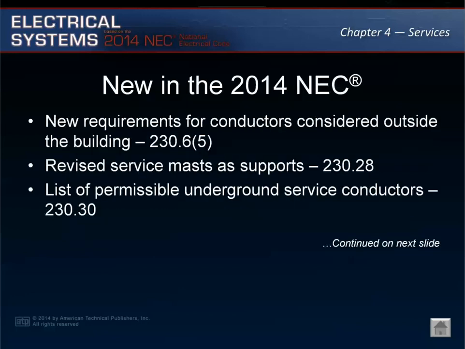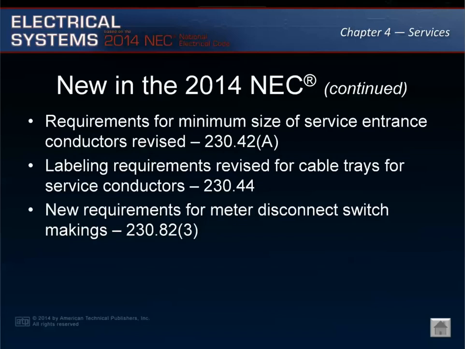New in the 2014 NEC: new requirements for conductors considered outside the building, Article 230.6; revised service masts as supports, Article 230.28; list of permissible underground service conductors, Article 230.30. Requirements for minimum size of service entrance conductors revised, 230.42. Labeling requirements revised for cable tray for service conductors, 230.44. New requirements for meter disconnect switch markings, 230.82.